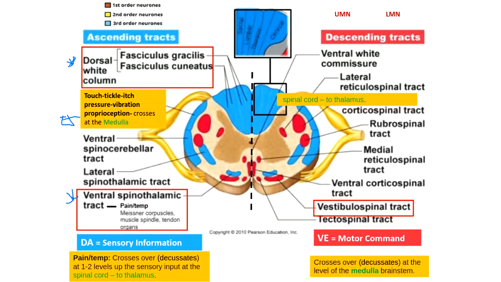Then you have the descending tracts. These carry motor information. Okay. The important ones are the vestibulospinal tract, the rubrospinal tract, and the lateral reticulospinal tract. Okay, just know their names and at least one function and you'll be fine.